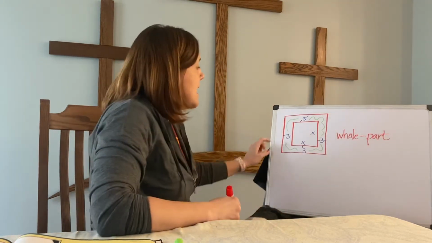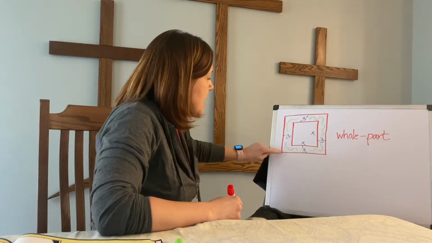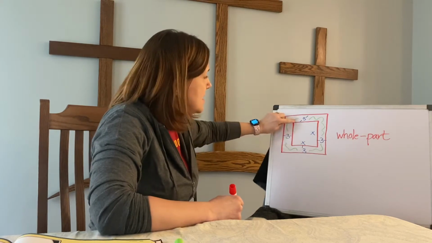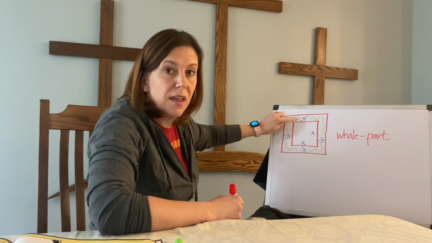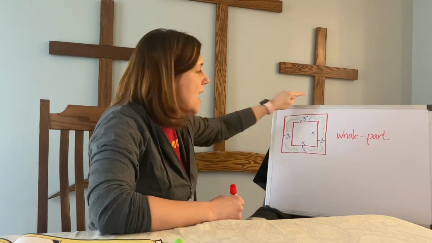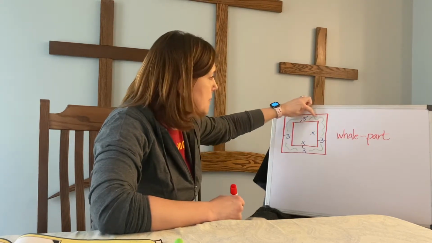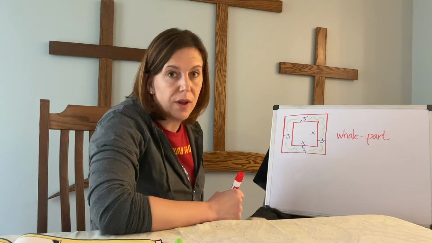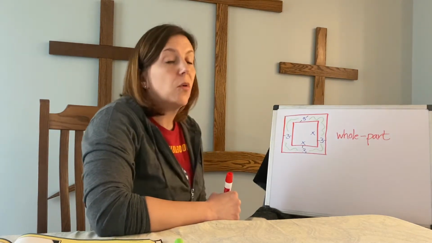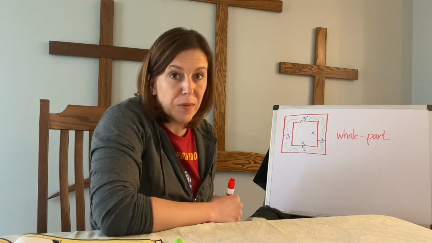So in this case, I have the entire shape here, and I have this inside shape. And if I subtract the entire area minus the inside area, I'm left with just the walkway that's all going around the square. Well, this is where our squaring binomials comes into play.